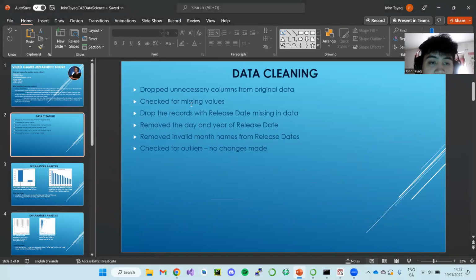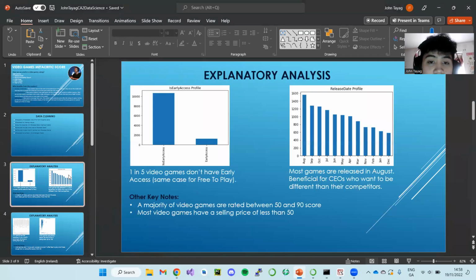Now, the cleaning I've done is I've dropped unnecessary columns from the original data. I've checked for missing values. I've dropped the records where the release date was missing. I've removed the day and year of the release date to only include the month. And I've removed the invalid month names from the release dates. I checked this by printing the unique release dates and seeing which make sense or not. And I've also checked for outliers, but I've made no changes there.